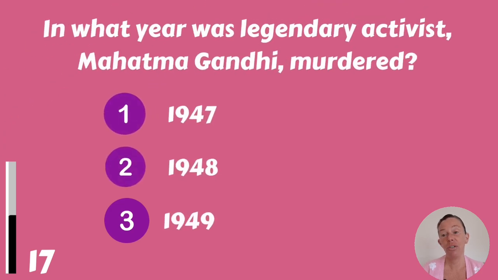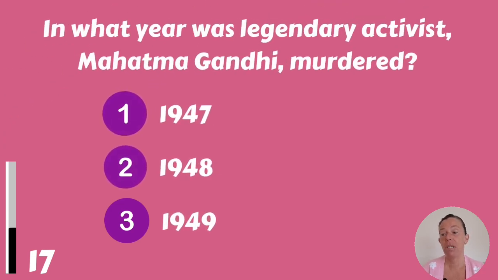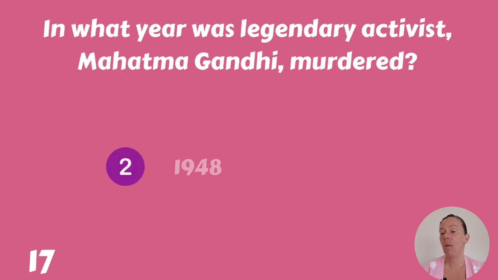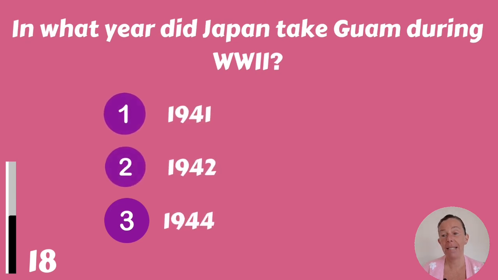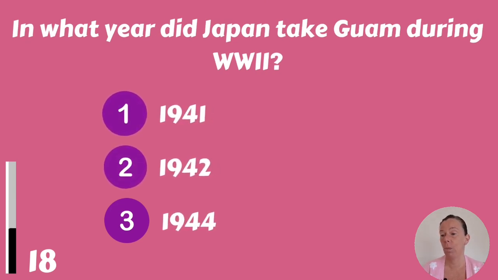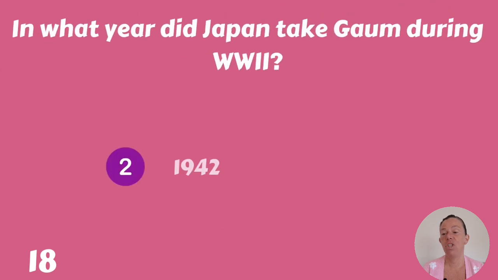In what year was legendary activist Mahatma Gandhi murdered? 1947, 1948 or 1949? It was 1948. In what year did Japan take Guam during World War II? 1941, 1942 or 1944? It was 1942.